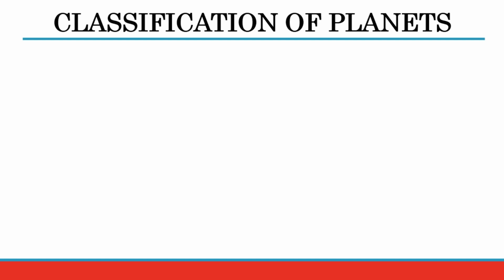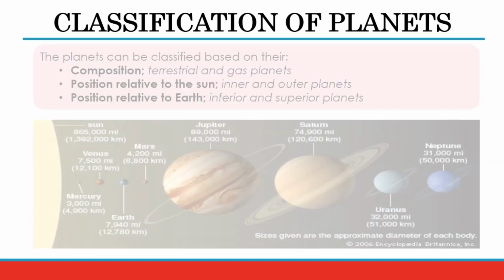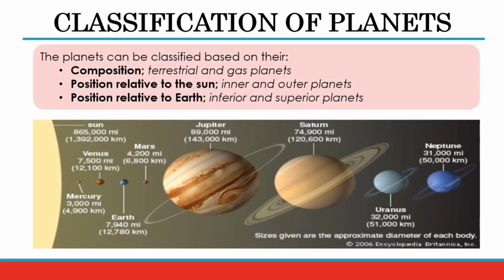And we can classify different planets based on their composition, their position relative to the Sun, and their position relative to the Earth. Under composition, we have terrestrial and gas planets. Under position relative to the Sun, we have inner and outer planets. And lastly, under position relative to the Earth, we have inferior and superior planets.